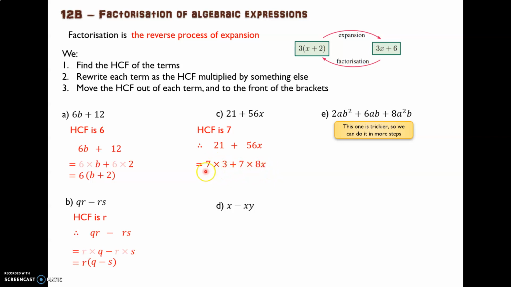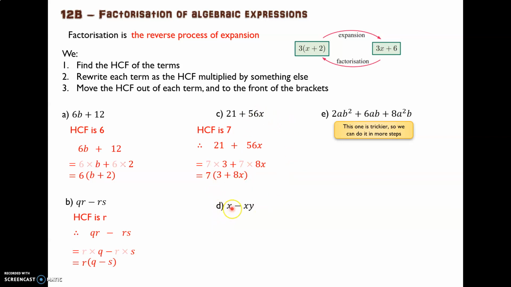Now, the thing that's common to both is the 7, so I can put the 7 out the front, and it's going to be 7 multiplied by, well, the only thing left here is a 3, and the only thing left here is an 8x term, a positive 8x term. So 7 bracket 3 plus 8x. You can imagine if I did this as an expansion question, I would get 7 times 3 is 21, 7 times 8x is 56x.